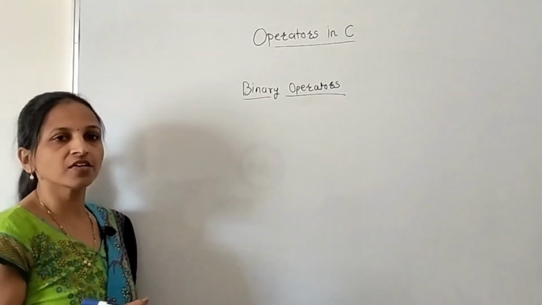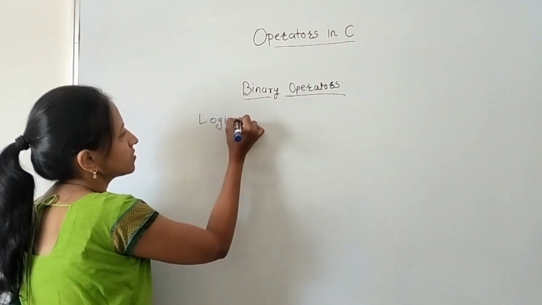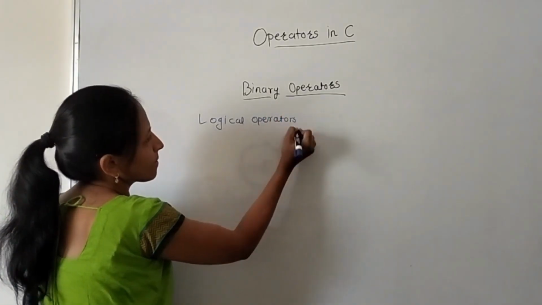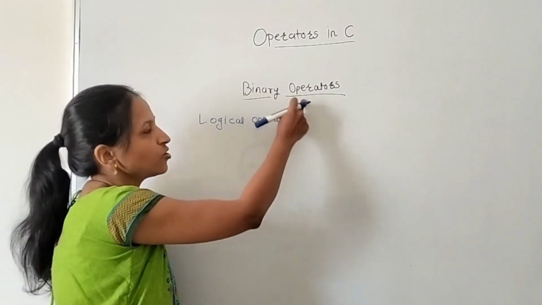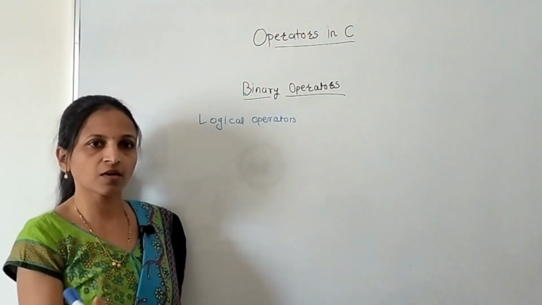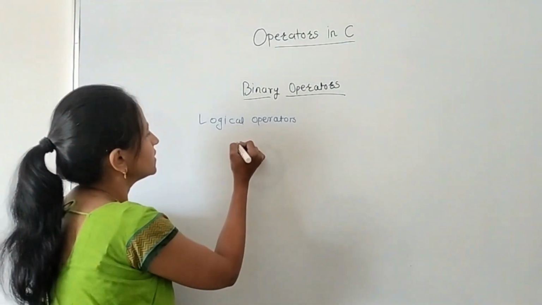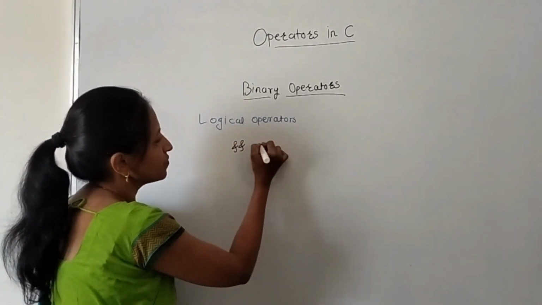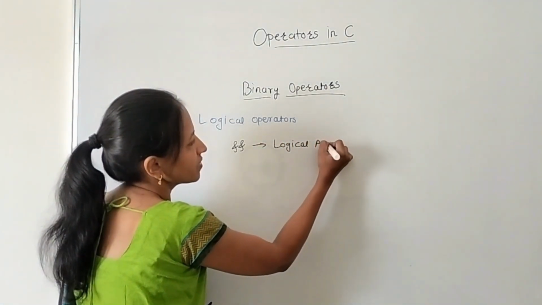Under this binary operator category is logical operators. There are two operators under this binary operator category, and there is one unary logical operator that again I am going to explain. See, the first operator here is logical AND. This one is a logical AND operator.